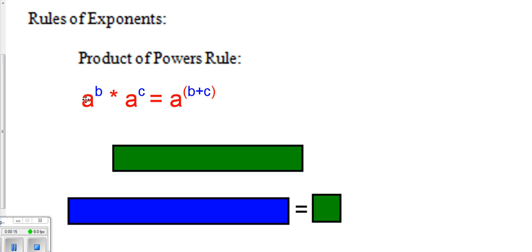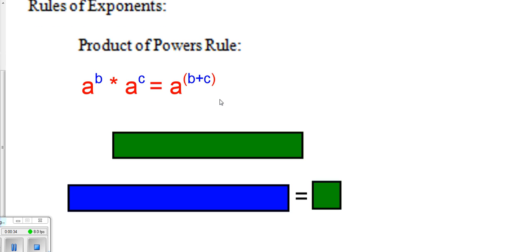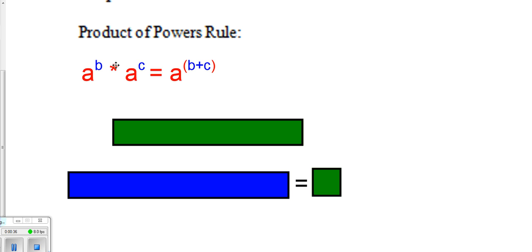What this says is if we have some number a, that's our base number in both cases. In each case it's to a different power, so a to the b and a to the c. If we multiply those powers, a to the b times a to the c, the answer is just going to be a to the power of b plus c. Anytime they have the same base and they're being multiplied, you can just add these powers.